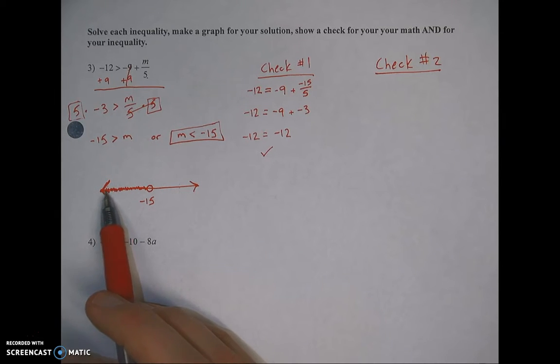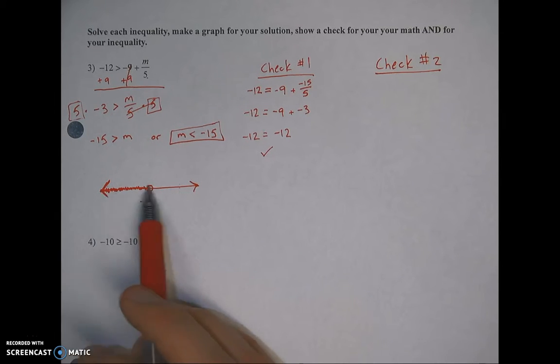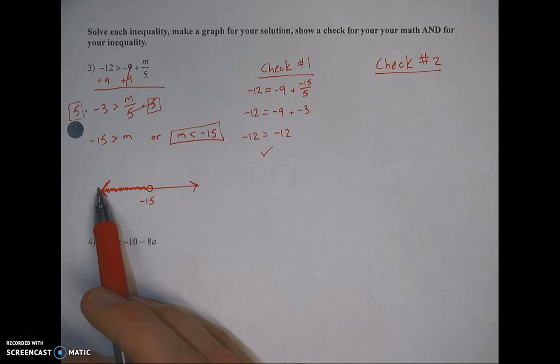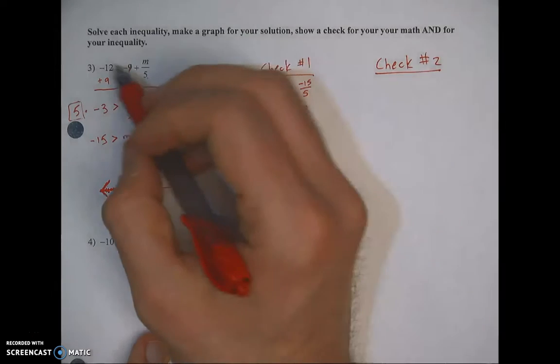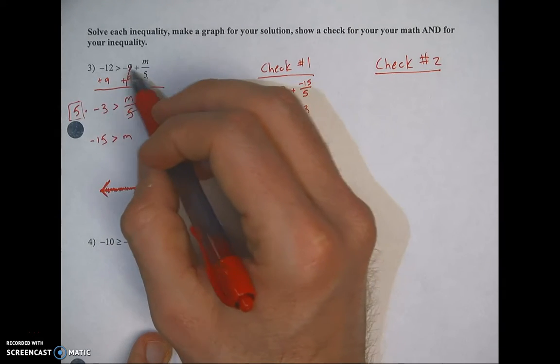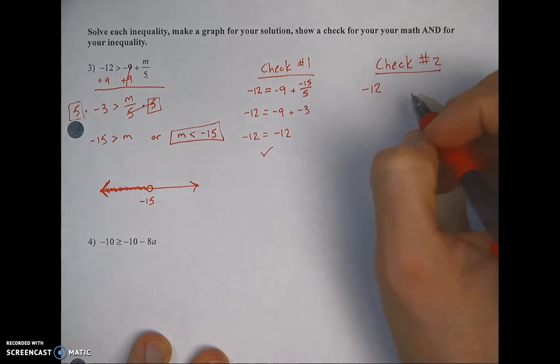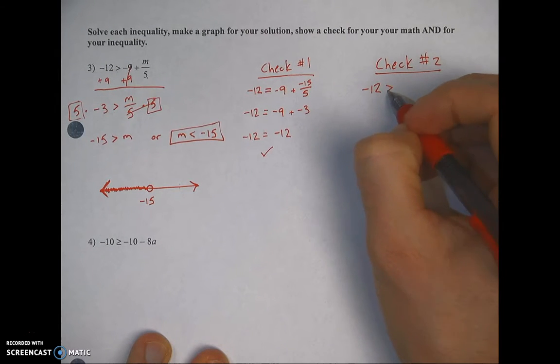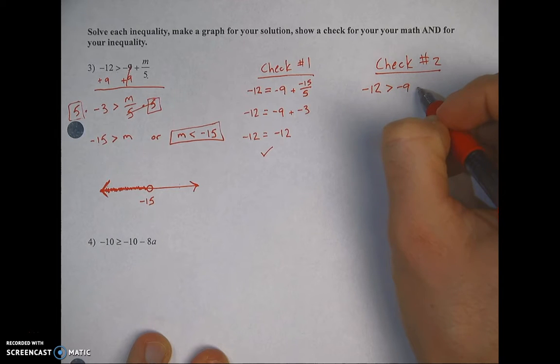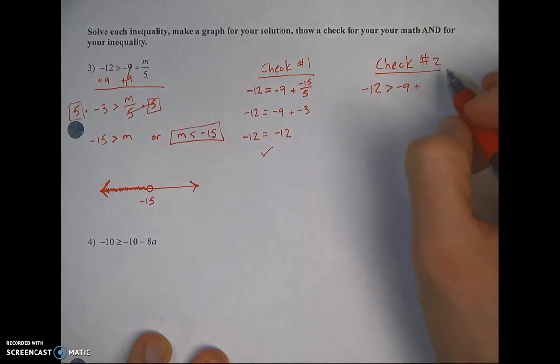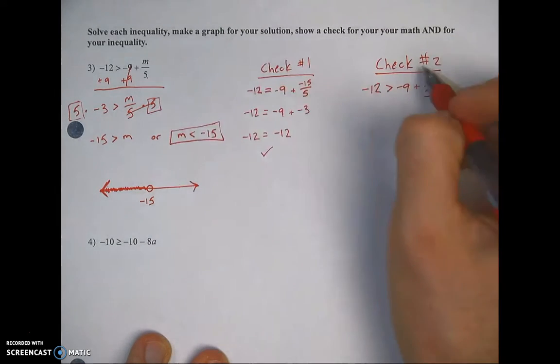So we get to pick any number we want that is less than negative 15. So we can't use negative 15. We're choosing something from the solution set. Now, we're going to rewrite this. We actually are going to use the inequality. So negative 12 greater than negative 9 plus. Now I'm going to pick a number and I'm going to put it over 5. So I have to replace m. It's m over 5. I need to replace it.